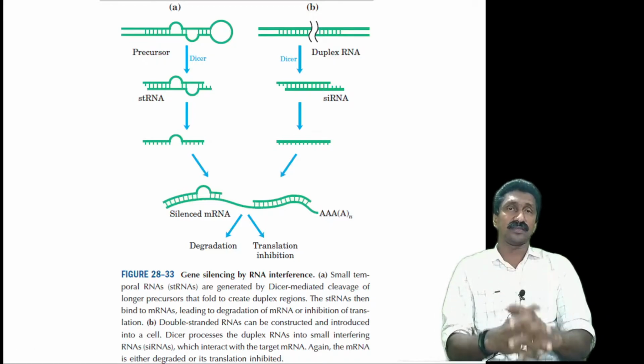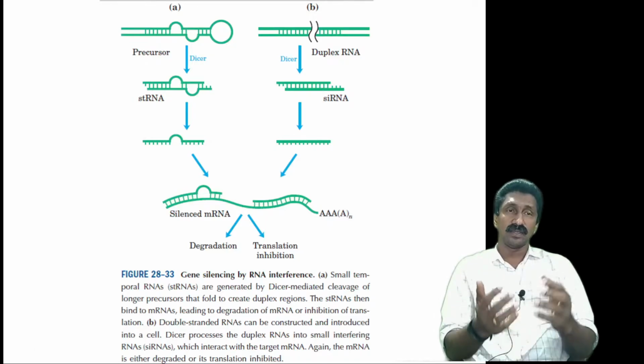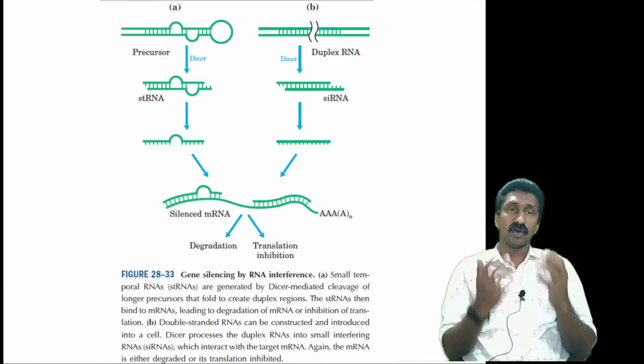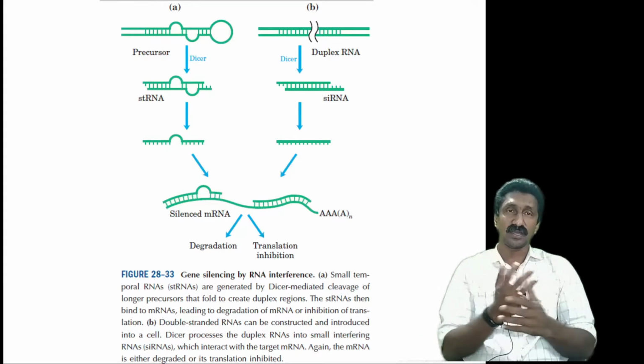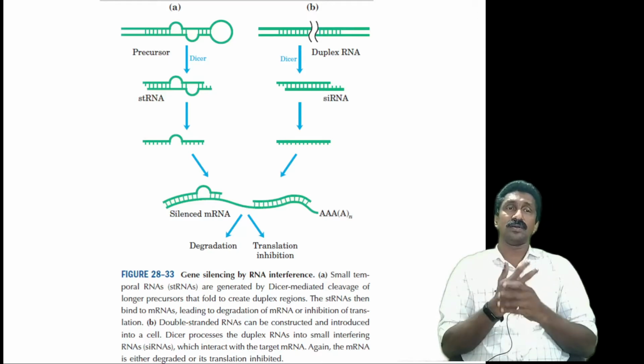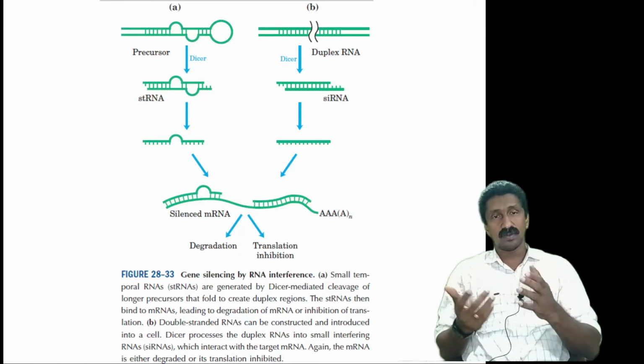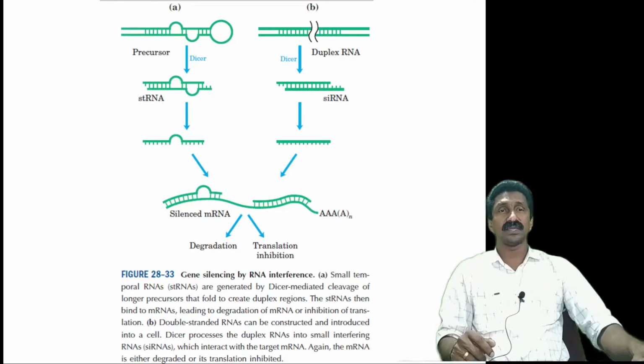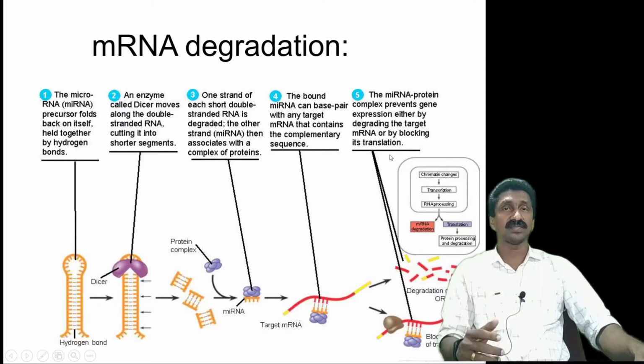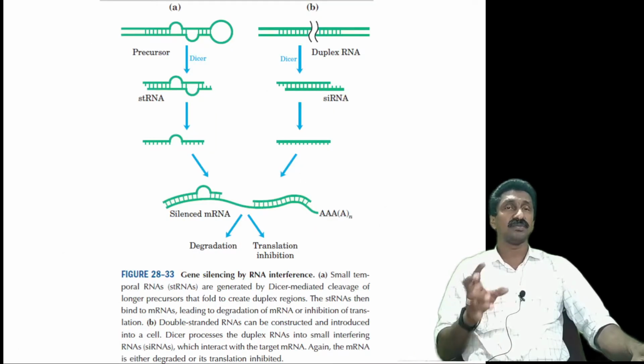So the RNA interference can be based on small temporal RNAs, which is known as stRNAs, or small interfering RNAs like siRNAs, or miRNAs, which is actually described as in the previous case, that is microRNAs. All these work in a similar fashion.